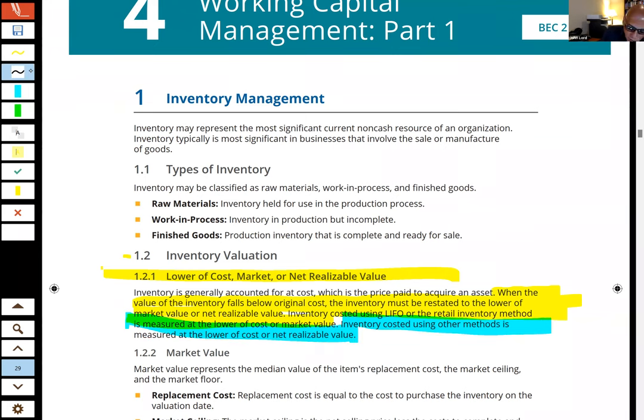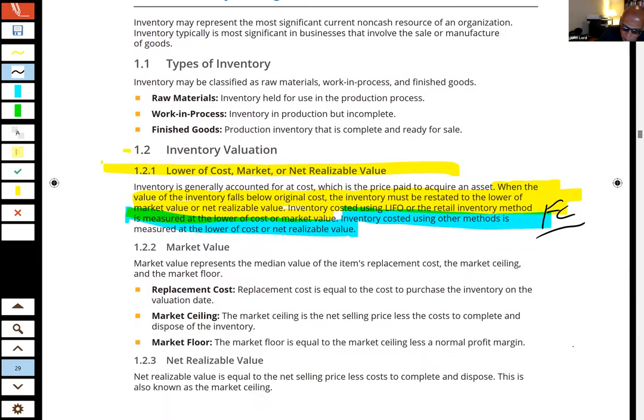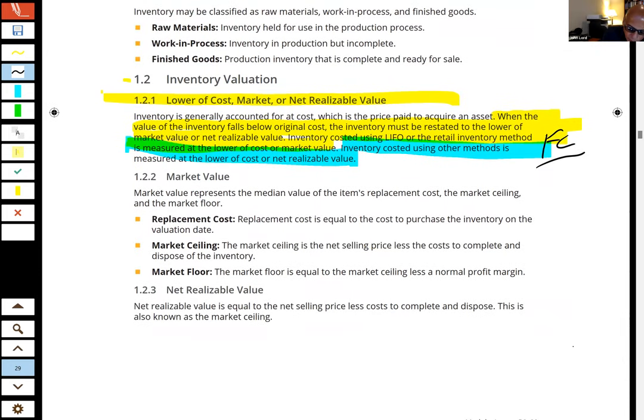So flashcard that, so you know when you would use the lower of cost or net realizable value for all other methods, and when you would use the lower of cost or market, which is for the LIFO or the retail inventory method. Now, how do you define market value? They tell us here that market value is the item's replacement cost, as long as it does not exceed the ceiling or go below the floor.